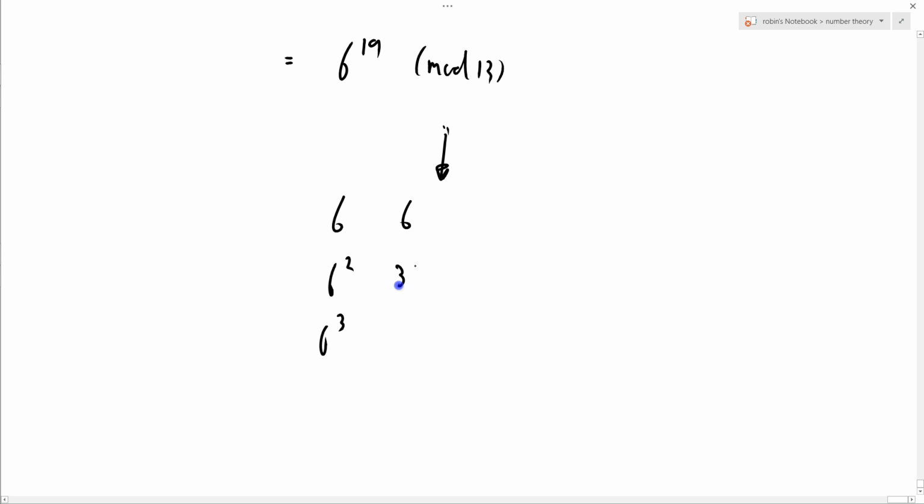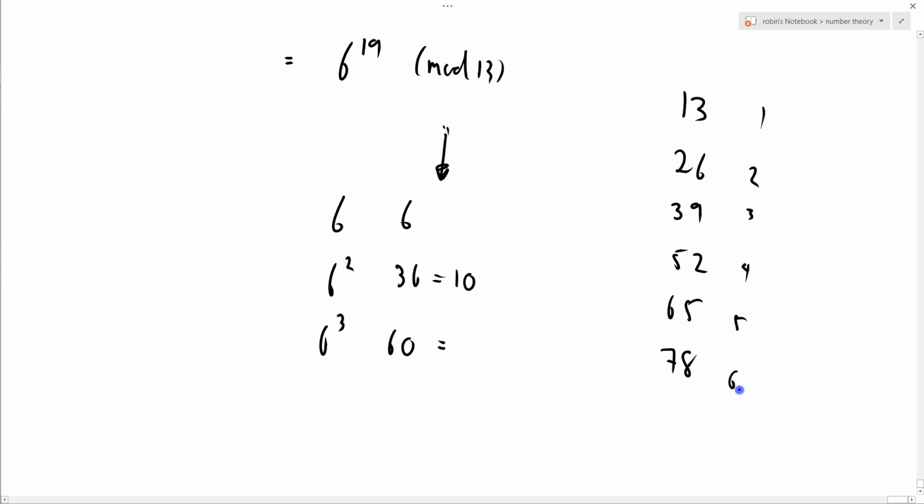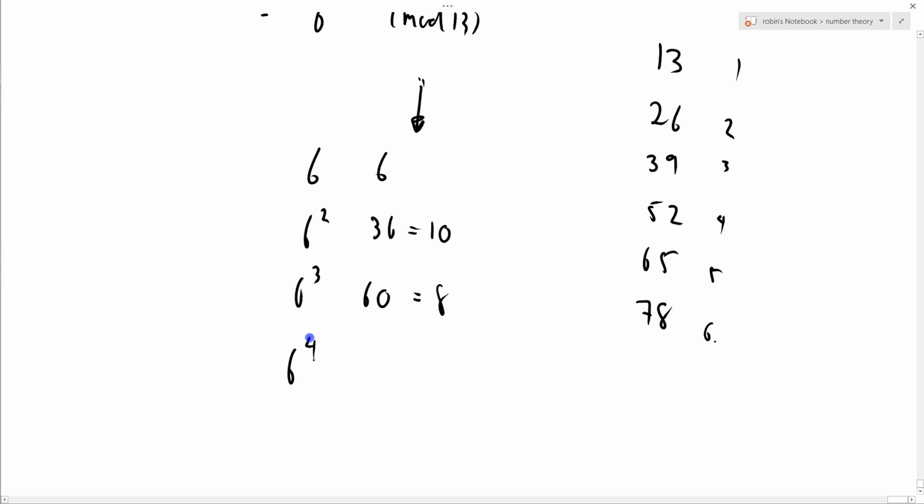So there's 6, 6 squared is 36, which equals 10, of course. So 6 cubed is equal to 60, which is modulo 13. Well, let's write down some times tables of 13: 26, 39, 52, 65, 78. That'll do. So it's 8, isn't it? Because it's 52 plus 8. So 6 to the power 4 equals 6 times 8, which is 48, which is going to be 4.